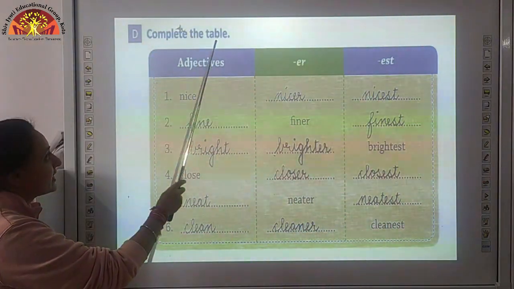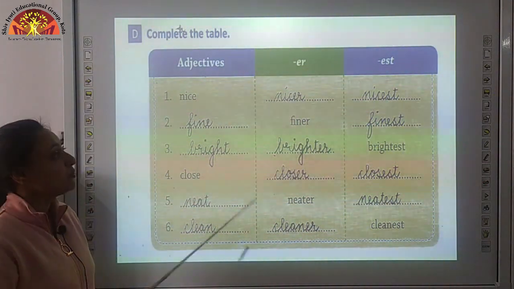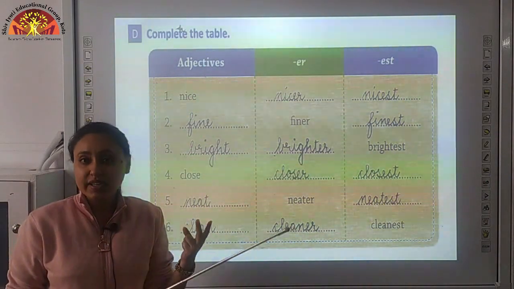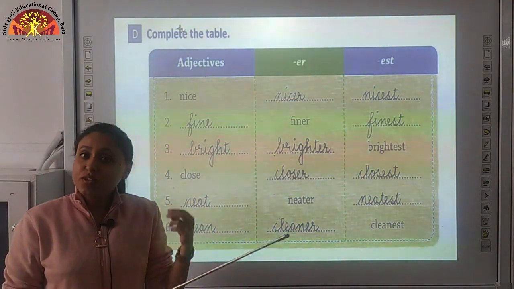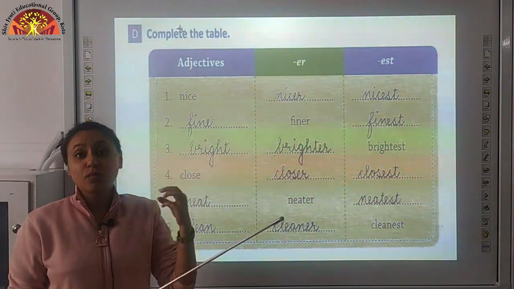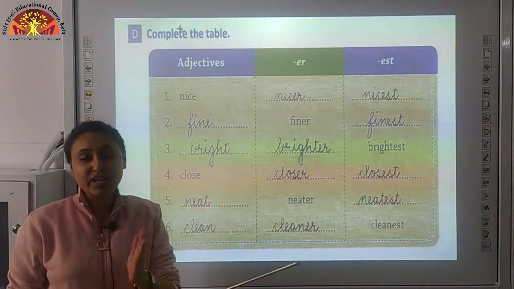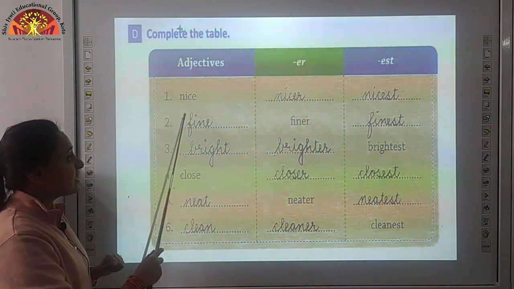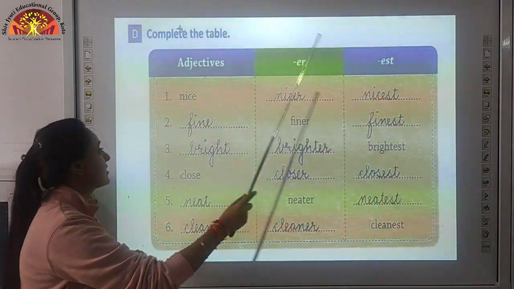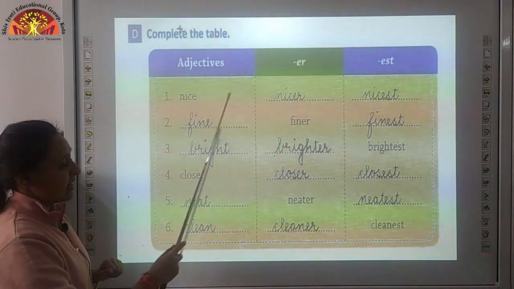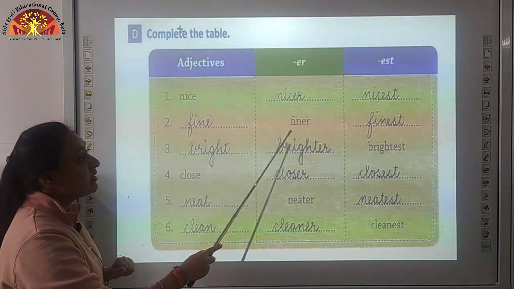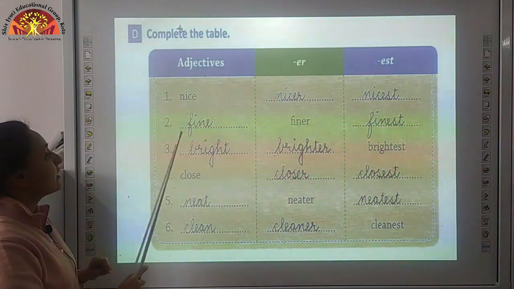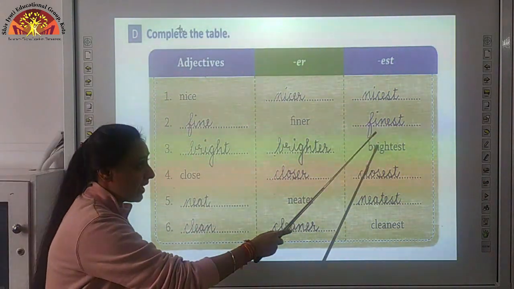Question D, complete the table. So children, some adjectives are given to you. You have to complete the table. You have already learned that when we compare two things, we add er to the adjective, and when we compare more than two things, the adjective generally ends with est. Okay. So number 1 is nice, nicer, nicest. Number 2, dash, finer, finest. So here finer is given to you. So what is the adjective here? Fine. Okay, fine, finer and finest.